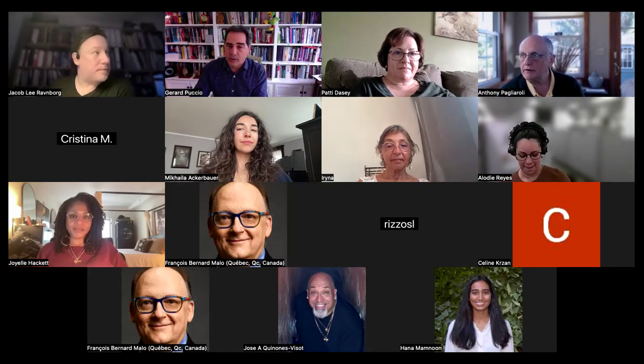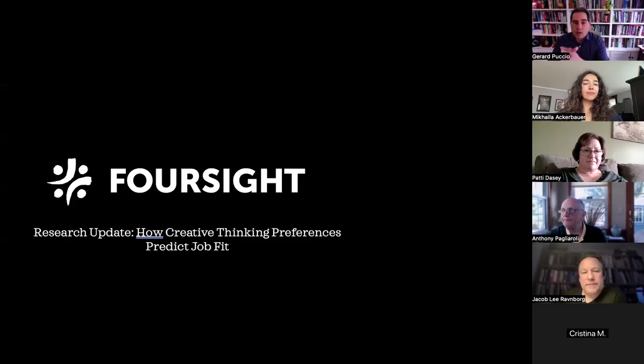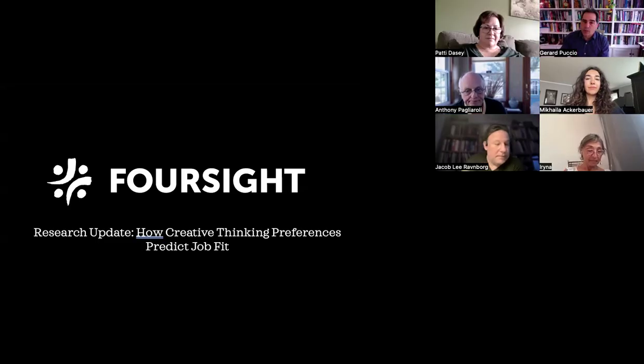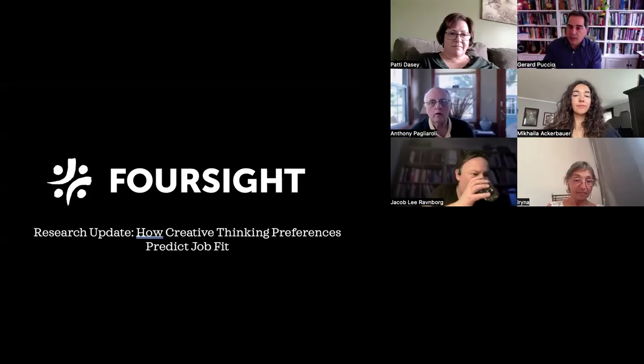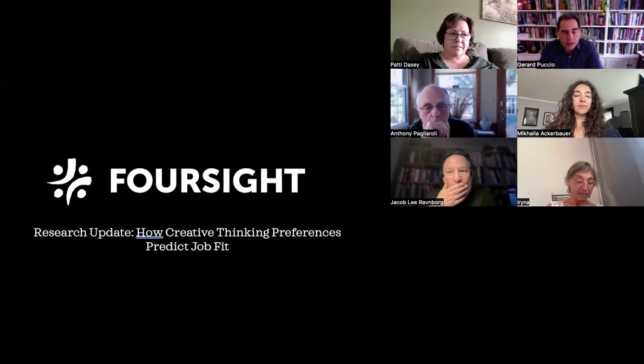So I'm going to share my screen. Welcome. This session is on FourSight. FourSight, for those of you that don't know, refers to two things: a model of the creative problem-solving process and the cognitive preferences associated with that process, created many decades ago. The purpose of this presentation is to share with you all. You are the first audience ever with whom this particular research is being shared.